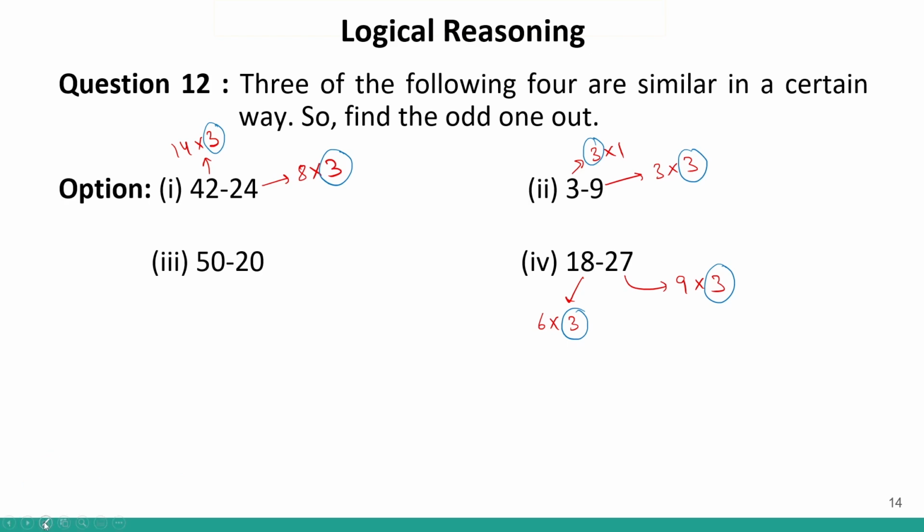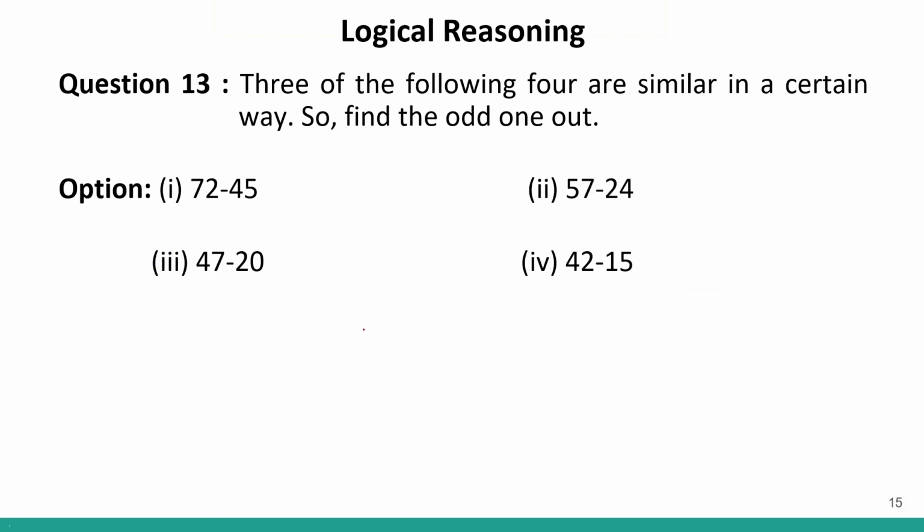Correct? Each number is a multiple of 3. Only option number 3, I cannot see a multiple of 3. Therefore, option number 3 is the odd one out. In the rest, each of the numbers is a multiple of 3. Okay? Now, moving on to question number 13.